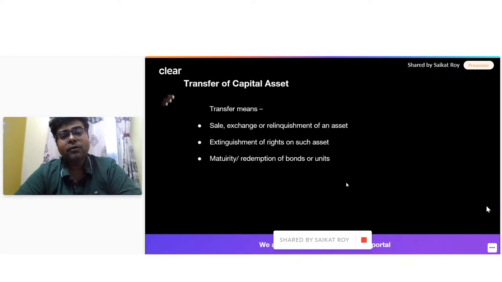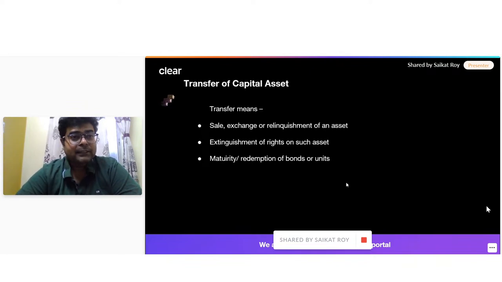Now, hopefully we have understood what constitutes a capital asset. Now let's try to understand what is the transfer of a capital asset, because incidence of capital gains taxes arise when transfer of capital asset takes place. Now, the transfer in this context means that if you are selling it off for money, if you are exchanging it for another asset, or if you are relinquishing an asset.